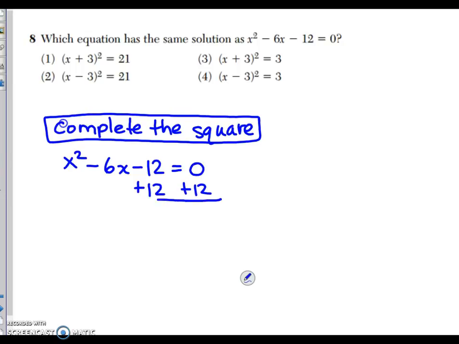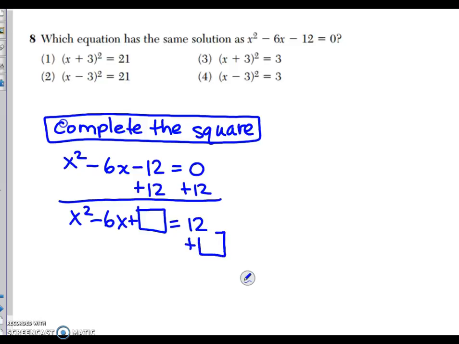So the first thing you're going to do is add 12 to both sides. I'm going to leave a space because completing the square means that you have to add a square here. Now when you add a square to one side, you also have to add a square to the other side.